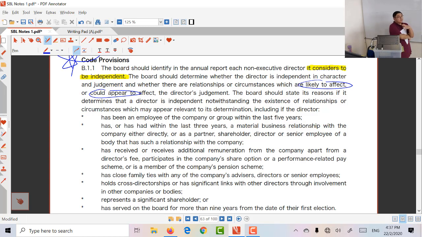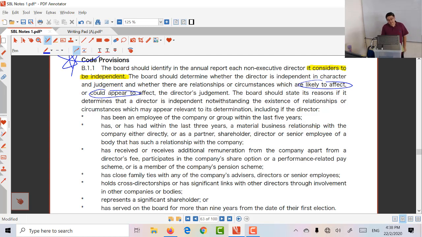Now, that's why we say that independence of mind is important for the quality of the decision. The mind preserves the quality of decision, whereas the appearance is to preserve confidence. Whether people trust you or not is your appearance. The trust comes from your appearance, but the quality comes from your mind. Now, we need both, okay?